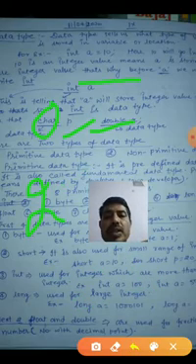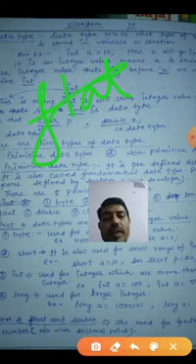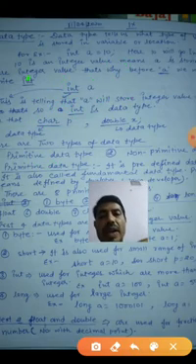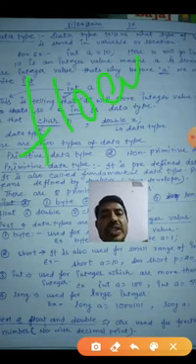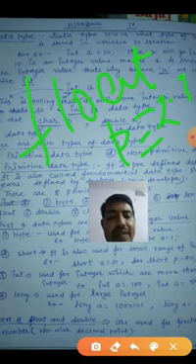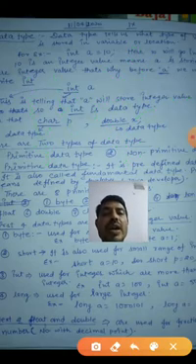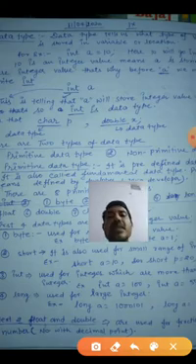Now if you are writing float, float is another data type. Float p equals 2.3. So double and float can store the same kind of value. So, my dear, data type means what type of value any variable is storing.